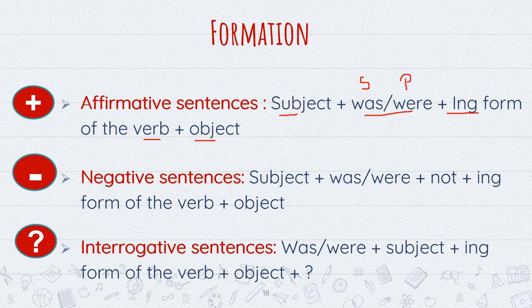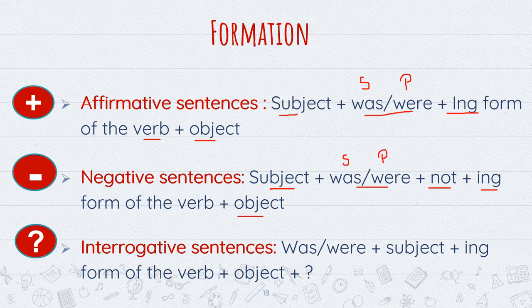Now let's have a look at negative sentences. The formation is subject plus was/were plus not plus the ing form of verb, or we can say V1 plus ing plus object. Now the question arises where we will use was and were. Was is used with singular subject and were is used with plural subject.